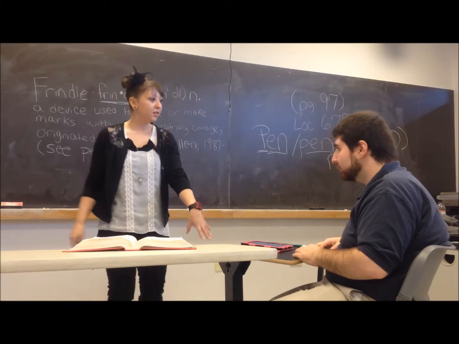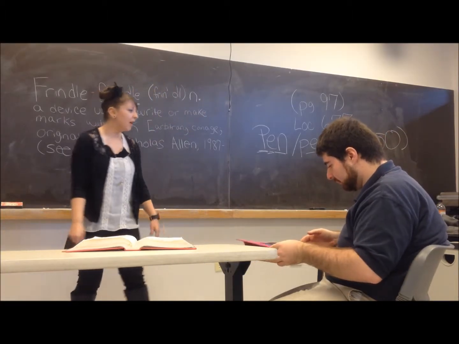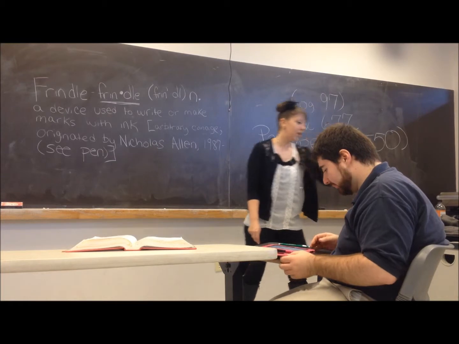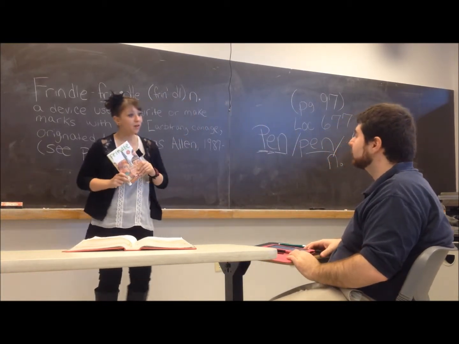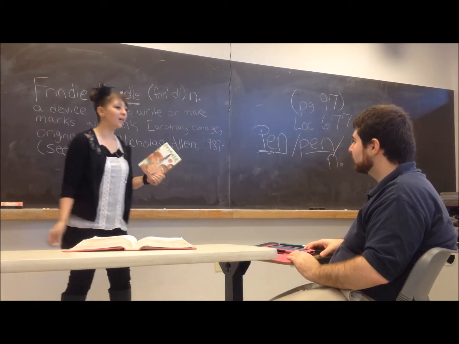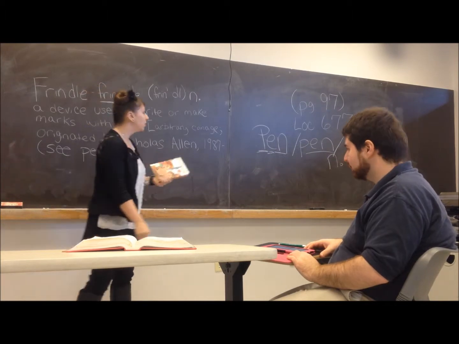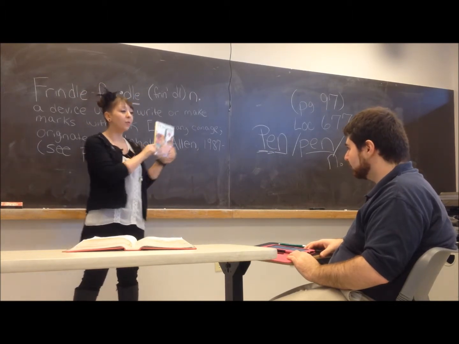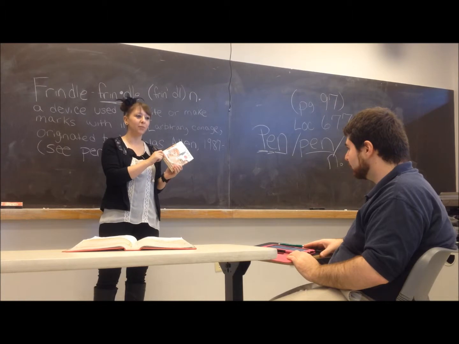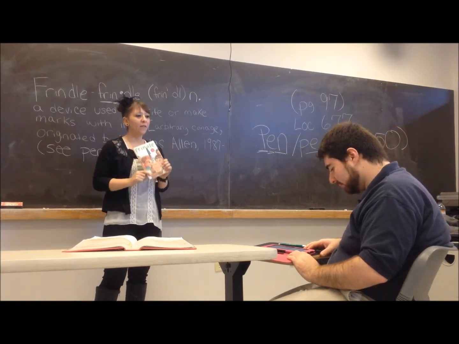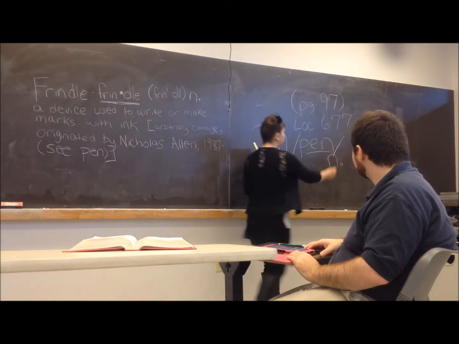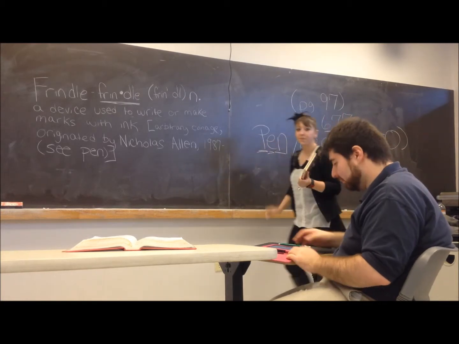This is a digital copy of the book Frindle, and here I have the physical copy of it. We have all of these in the library here, and in it I'm going to turn to page 97, and everyone else who has the book, please turn to page 97. If you have an ebook, please turn to location 677.